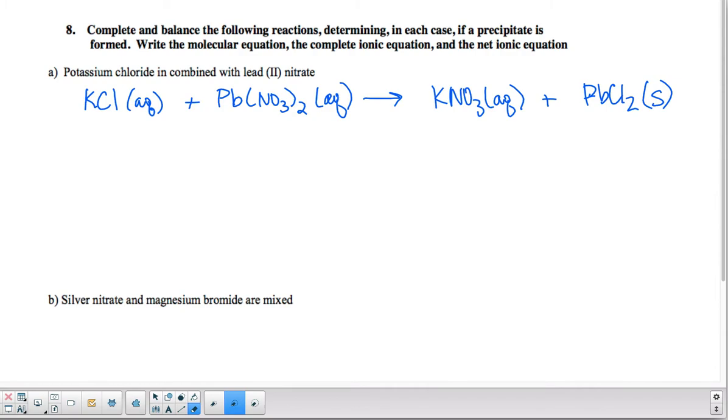So before we continue on, we are going to go ahead and balance the equation. We have 2 nitrates. We need 2 nitrates. That gives us 2 potassiums. We need 2 potassiums, and my chlorine's balanced when I did that.